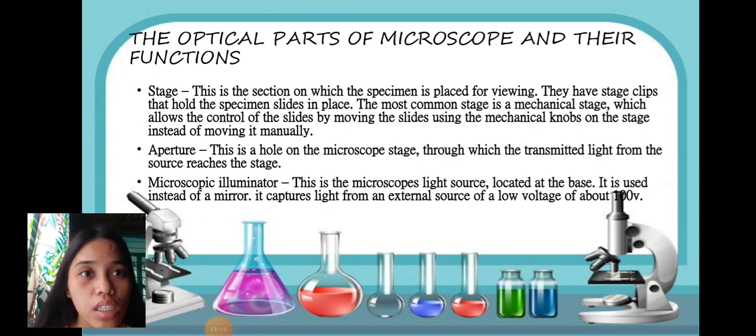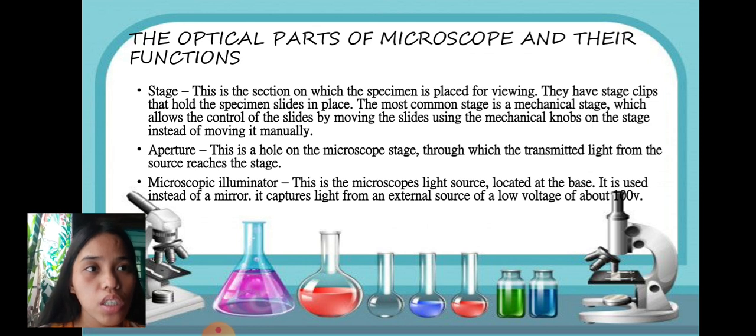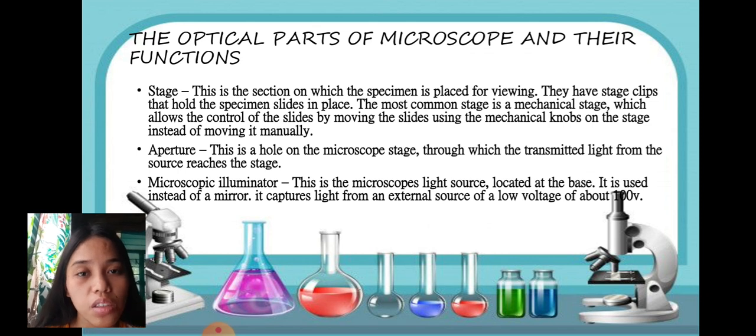Next, stage. This is the section on which the specimen is placed for viewing. They have stage clips that hold the specimen slides in place. The most common stage is the mechanical stage. It allows control of the slides by moving them using the mechanical knobs on the stage instead of moving them manually. Next is the aperture. It is a hole on the microscope stage through which the transmitted light from the source reaches the stage.